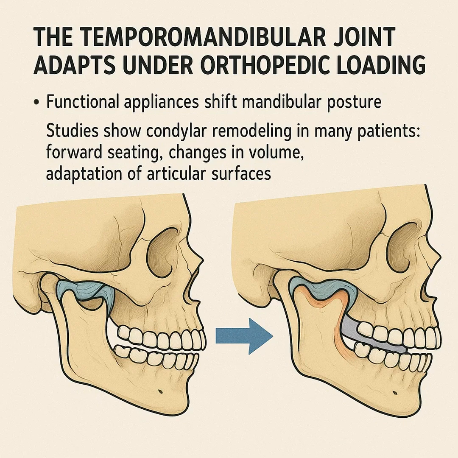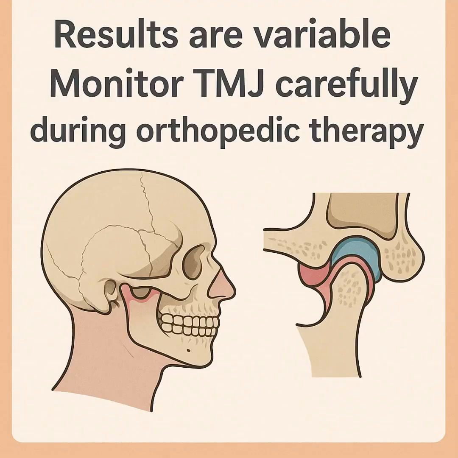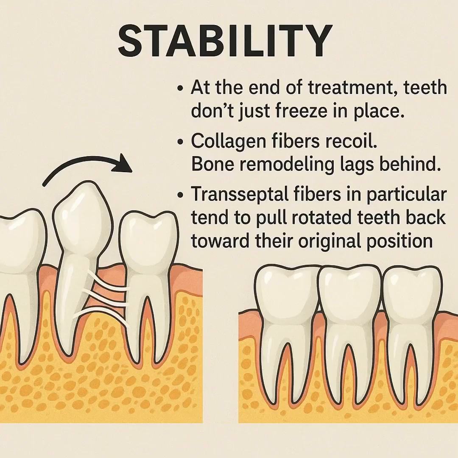The temporomandibular joint also adapts under orthopedic loading. Functional appliances shift mandibular posture. Studies show condylar remodeling in many patients, forward seating, changes in volume, adaptation of articular surfaces. But results are variable. Not every patient remodels predictably. Therefore, monitor TMJ carefully during orthopedic therapy.